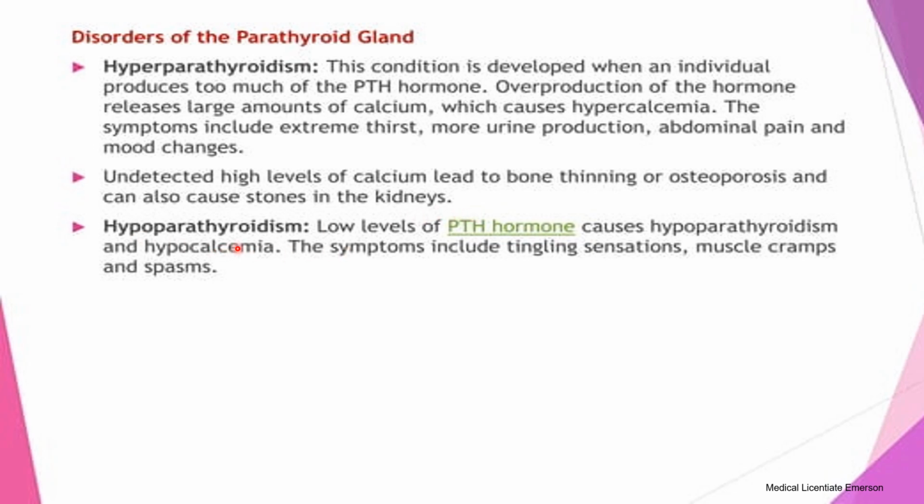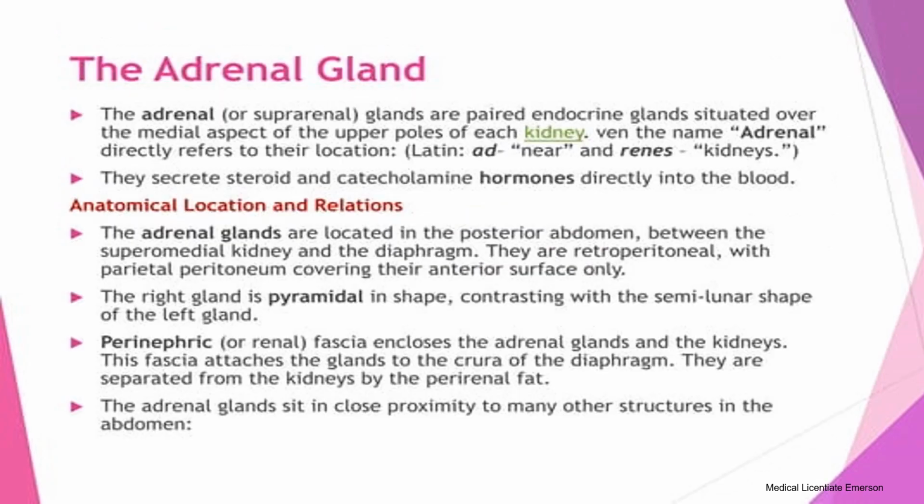Then the other disorder is hypoparathyroidism, where we have low levels of parathyroid hormone, which causes hypocalcemia. The symptoms include tingling sensation, muscle cramps, and spasms as well. Okay, so we are done with the parathyroid gland. Let's now look at the adrenal gland.